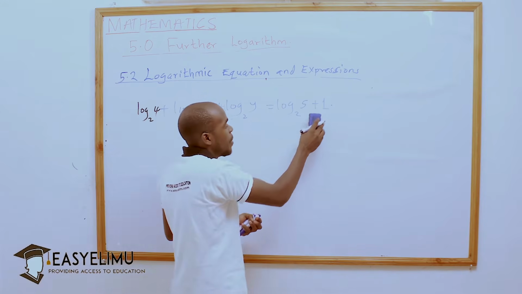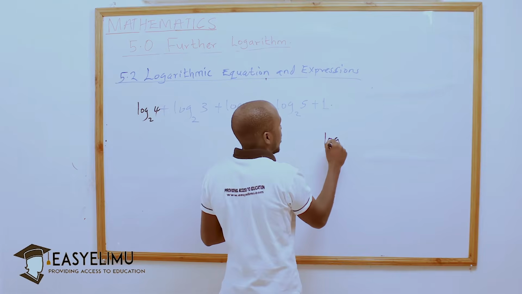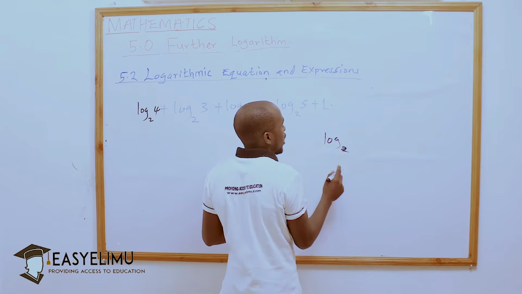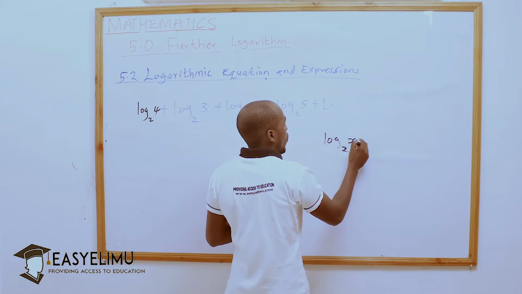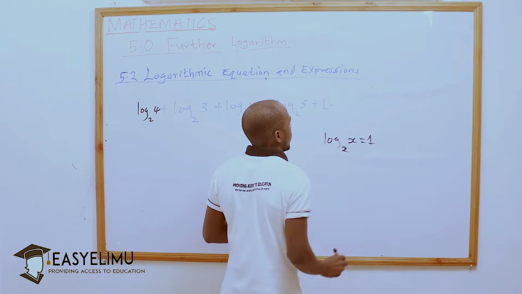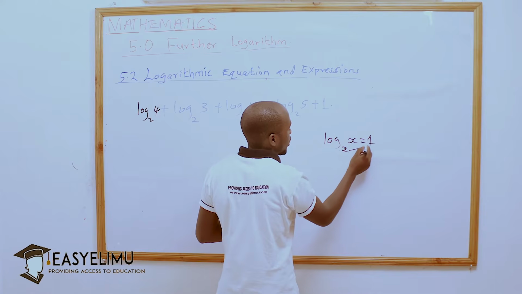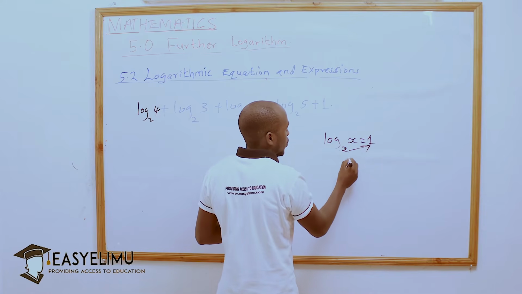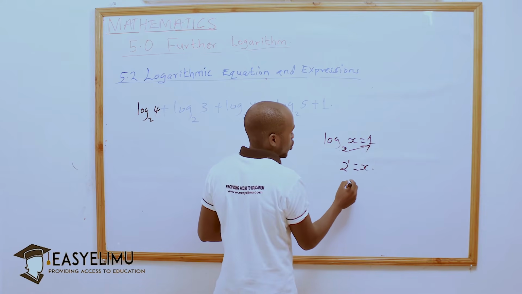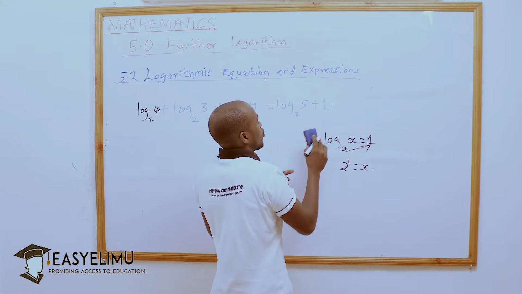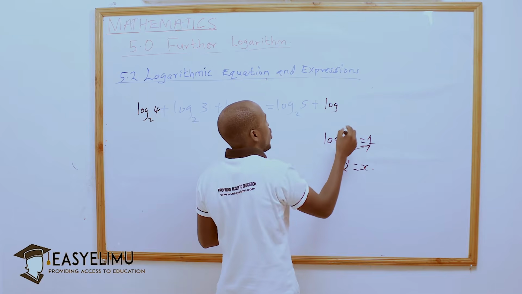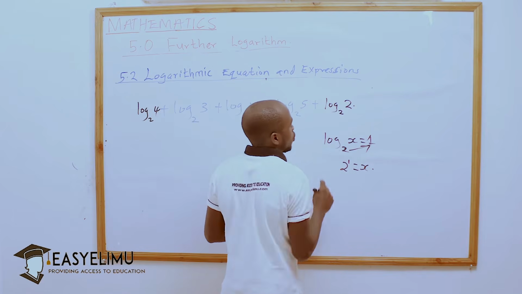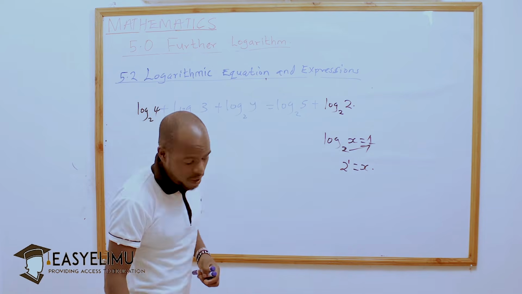And the same should apply here. We say, what number, if we make it to the base of 2, we shall find 1. And we shall find that if you take 2 raised to 1, you are going to get x, meaning x equals 2. So instead of writing 1 there, you can still write log to the base of 2 of 2. And we will find the same given answer.